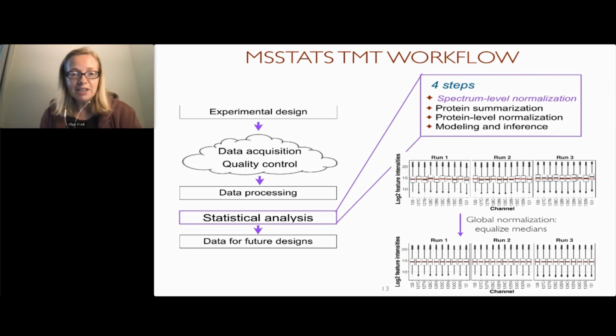Now, here again, each panel is a run or a mixture. Each box here is a channel. And the y-axis is the log intensity of everything in this run. All PSMs, all proteins, all of it. And assuming that in this experiment, only a small proportion of proteins is actually differentially abundant, we would expect that the median intensity in all of the channels will be roughly the same.